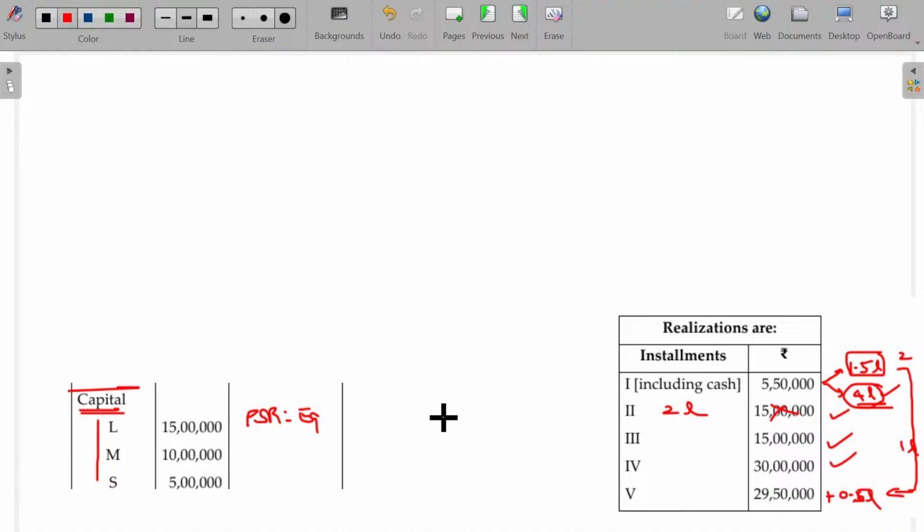After that, we have balance amount in second realization being 2 lakhs. Third realization being 15 lakhs. Okay, 2 lakhs, 15 lakhs, 30 lakhs, again 30 lakhs. Okay, 29.5. With that, this excess amount can be used.